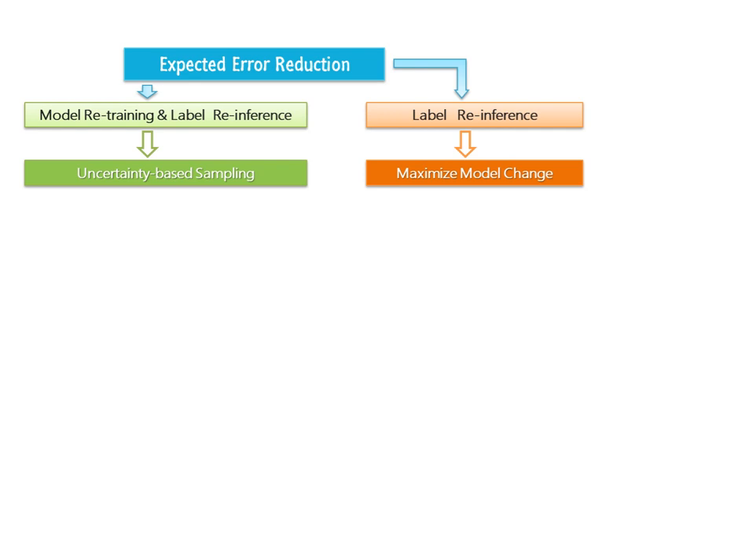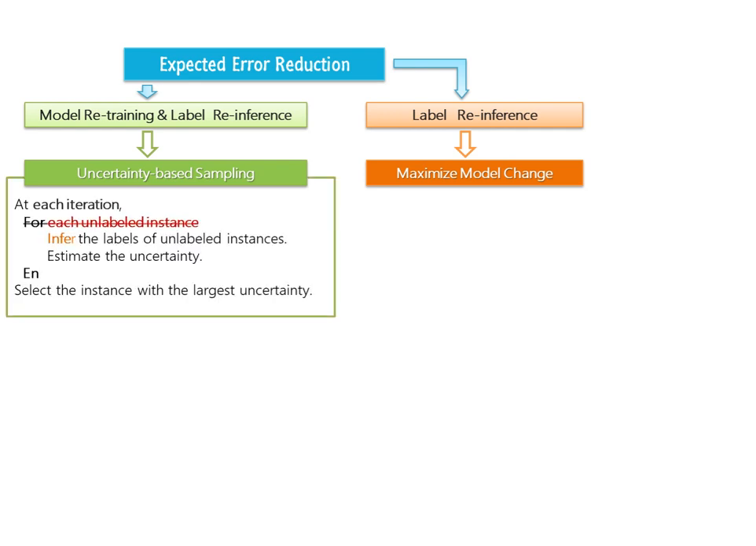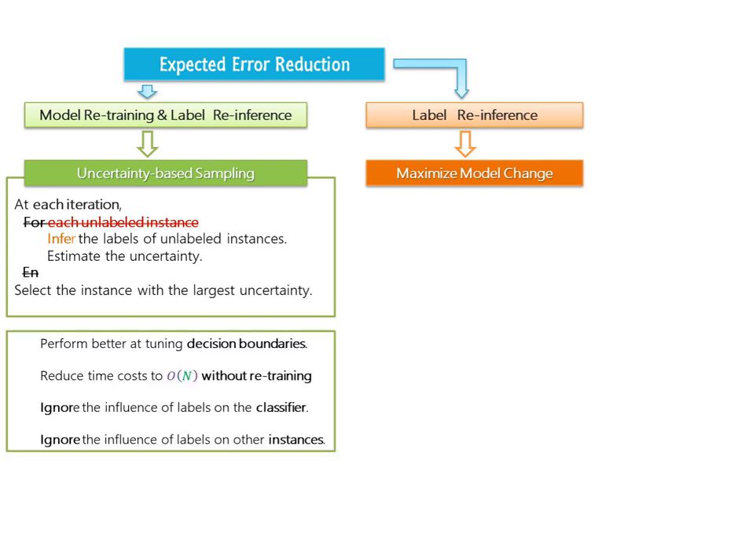Different from ER, the methods based on uncertainty need no assumption on the labels of candidates and are highly efficient. They perform well at tuning distribution boundaries. However, as the uncertainty is evaluated for each candidate independently, these methods are unable to consider the impact of possible labels on the classifier, as well as the accuracy improvement on other instances.